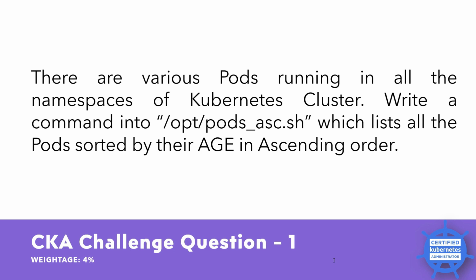The question is asking to write a command in pods_asc.sh, which is the shell script file that lists all the pods across all the namespaces sorted by their age in ascending order. We know that the kubectl command tool can be used to interact with the Kubernetes cluster. The kubectl get command is used to retrieve information about resources in a cluster. By default, it retrieves resources from the current namespace.